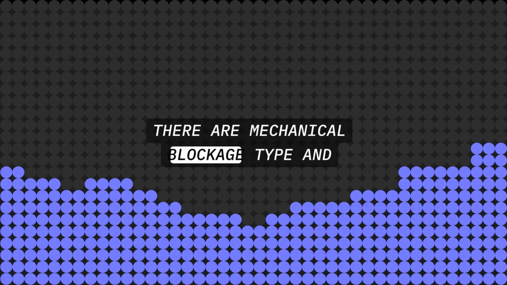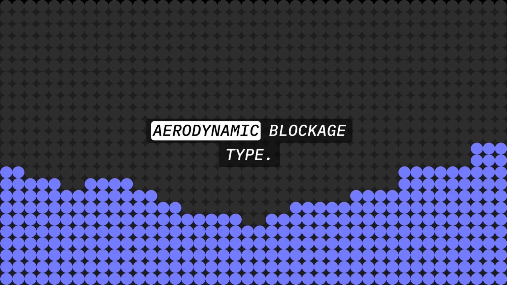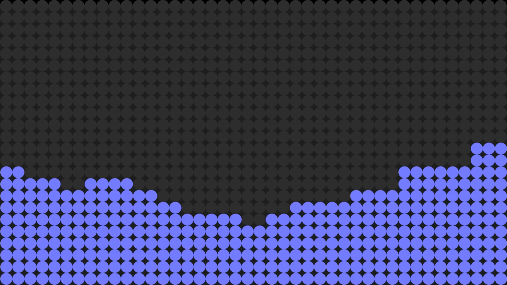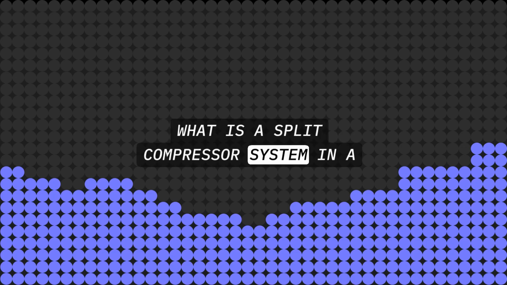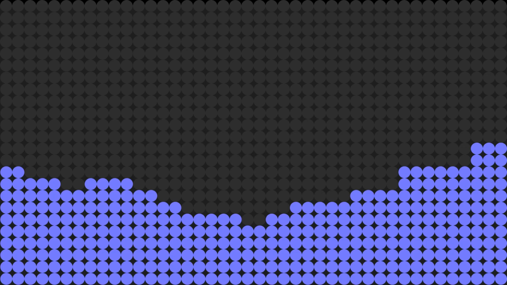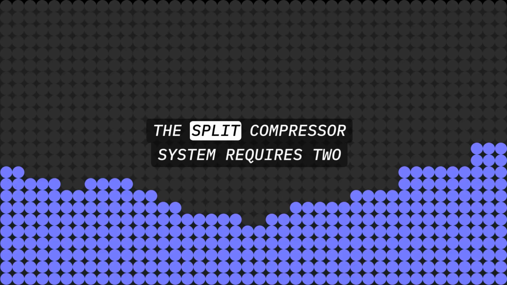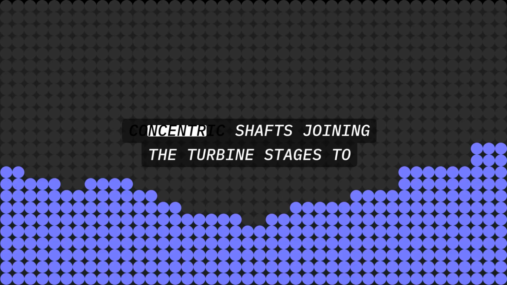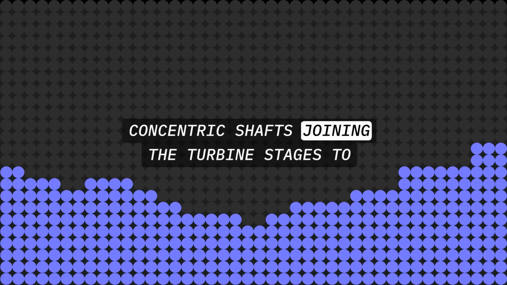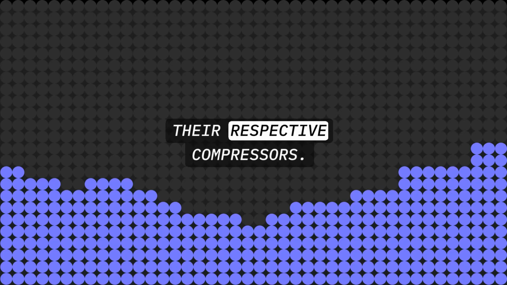They are mechanical blockage type and aerodynamic blockage type. What is a split compressor system in a turbine engine? The split compressor system requires 2 concentric shafts joining the turbine stages to their respective compressors.